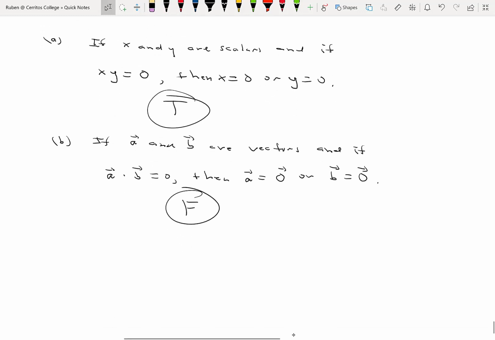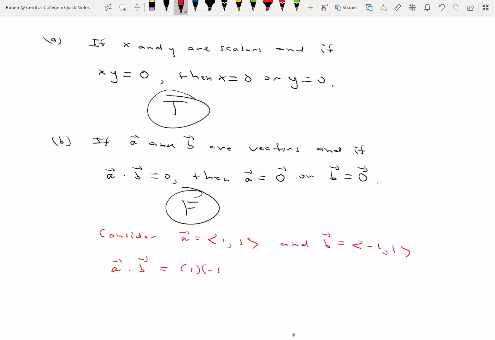Absolutely false. Okay, I want you to consider A as the vector whose components are 1 and 1. So we're looking at two vectors in R2, and B is a vector whose components are -1 and 1. So what is A dot B? A dot B is 1 times -1 plus 1 times 1, which is -1 plus 1, which is 0.